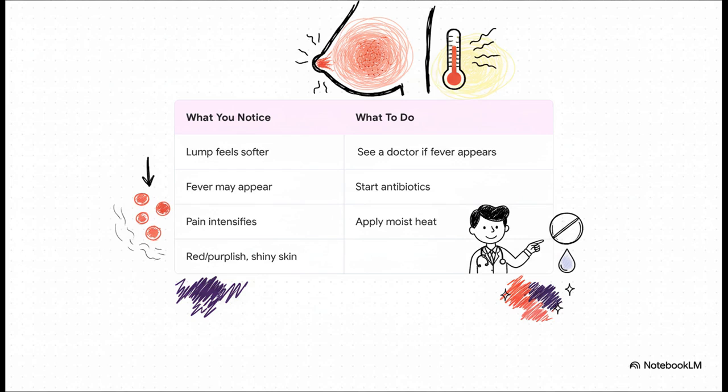Phase 2 is the turning point. The lump might actually feel softer, but the pain gets worse, and the skin can look red and shiny. But the most critical signal of all is a fever. The second a fever shows up, it's time to see a doctor, immediately. This is when antibiotics become essential to stop the infection in its tracks.